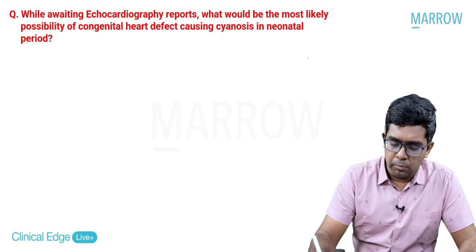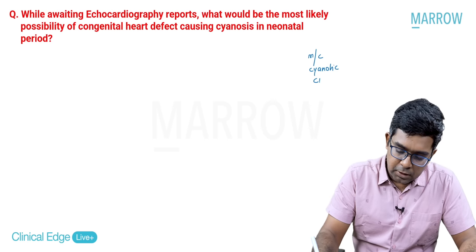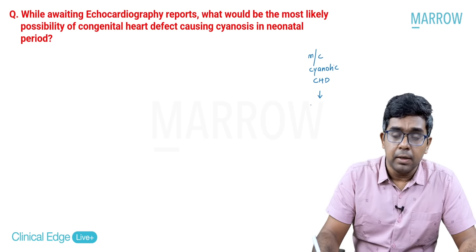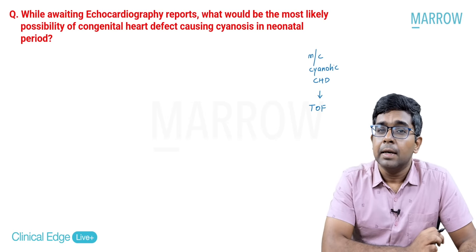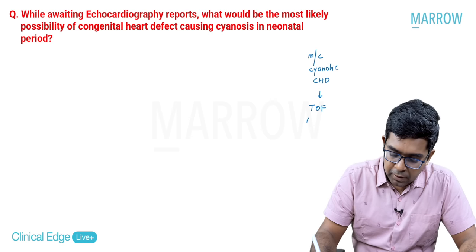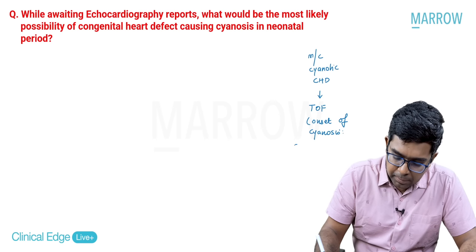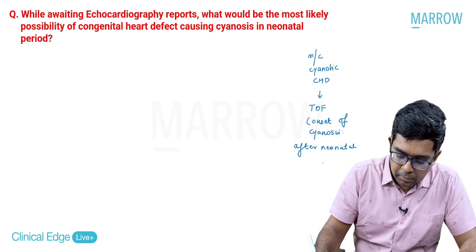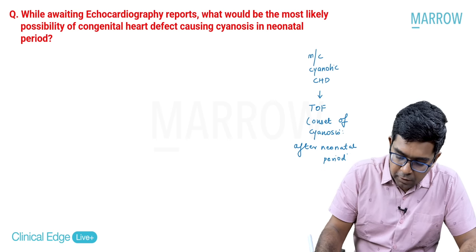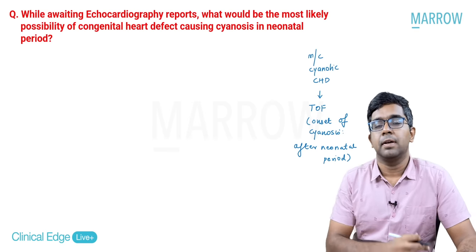Okay, you all know the most common cyanotic CHD, meaning congenital heart disease, would be tetralogy of Fallot. Will that be the possibility in this particular child? It is unlikely, because in tetralogy of Fallot, the onset of cyanosis is usually outside the neonatal period, or after 1 month. That is what you have to remember. Usually, in tetralogy of Fallot, onset of cyanosis will be a little late. So, it's not going to be tetralogy of Fallot in this question.